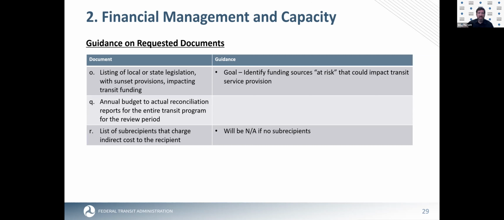Item Q is the annual budget to actual reconciliation reports for your entire transit program over the entire 4-year review period. And then item R, a list of sub-recipients that might charge indirect costs to you as the recipient. Of course, this would be not applicable if your organization does not have any sub-recipients.